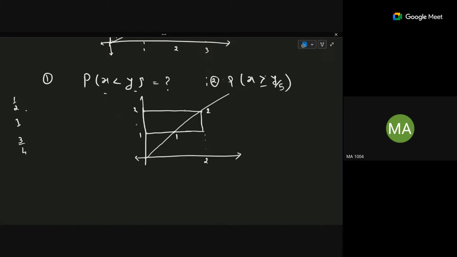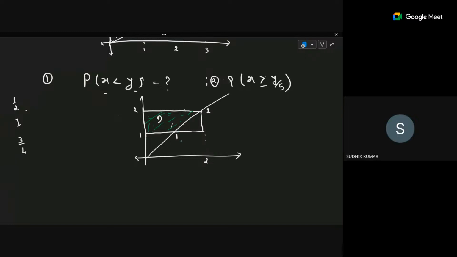Now, let's say this is region D. And now we are interested in x less than y. That means which part? Above or below? Above one. So the required one is, we are interested in finding out this probability, right?